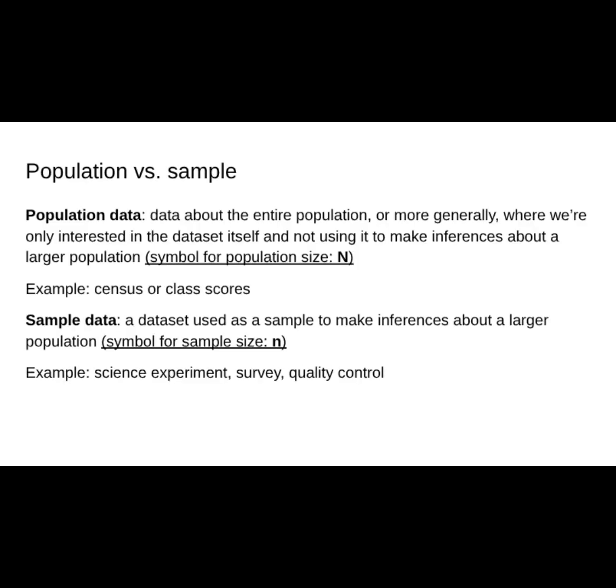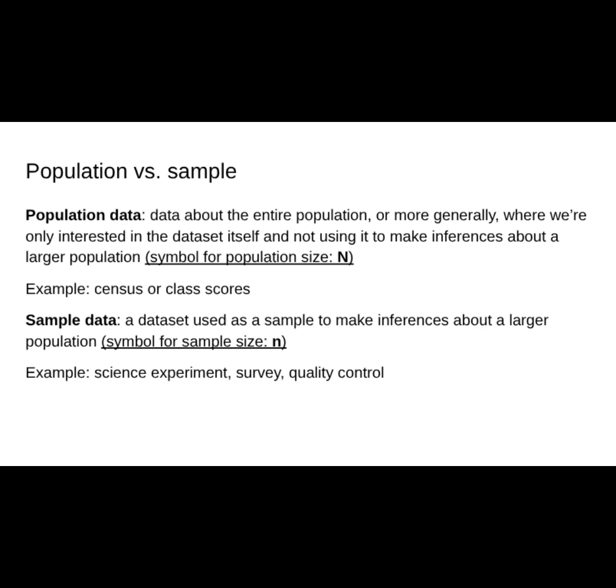Another important distinction between types of sets of data is population versus sample. Population data is data about the entire population, like a census, or more generally any data where we're only interested in the data set itself and we're not using it to make inferences about a larger population. For example, data about the scores of the students in a class, we're not interested in using the data to make guesses about any other students from other classes. I'm only interested in these student scores.